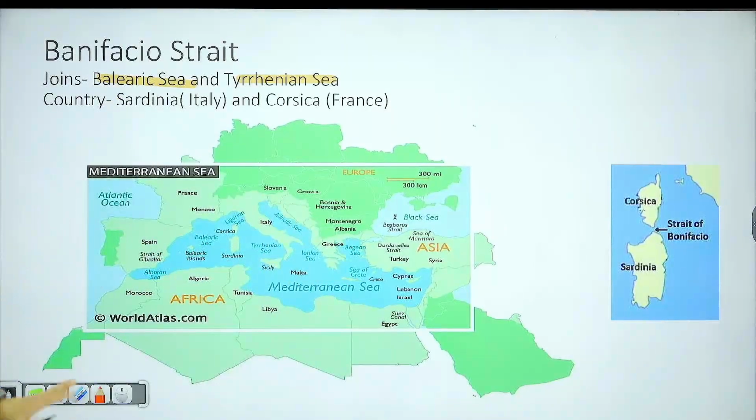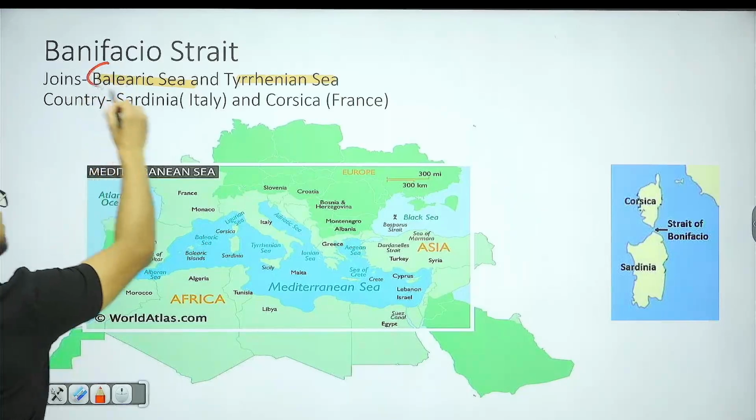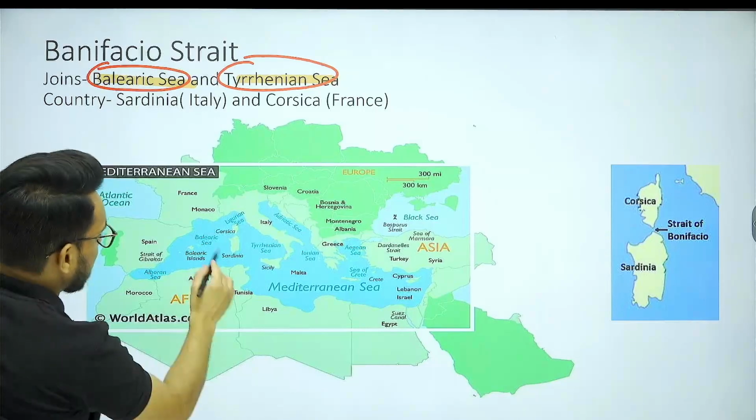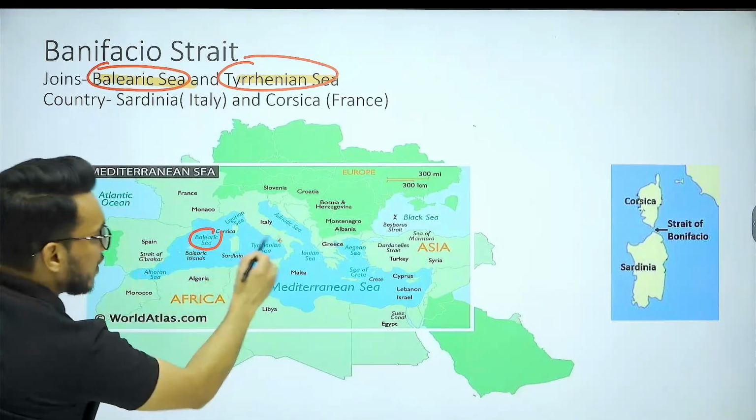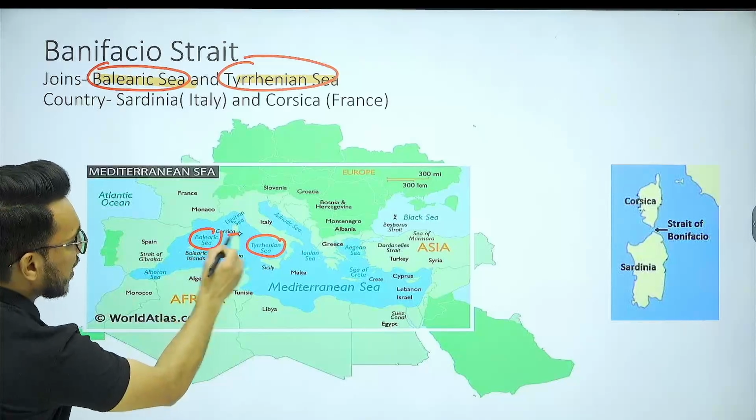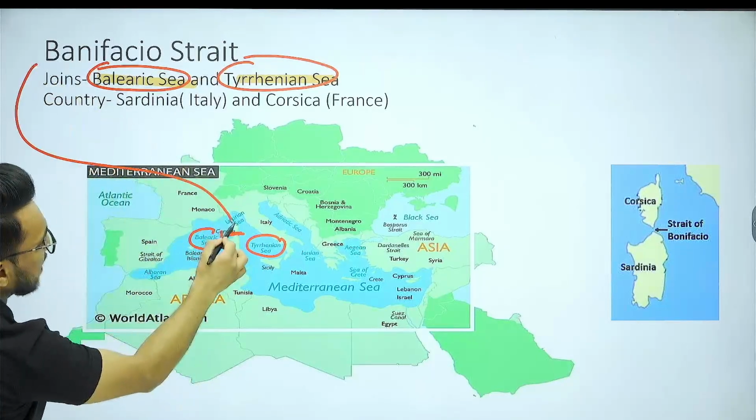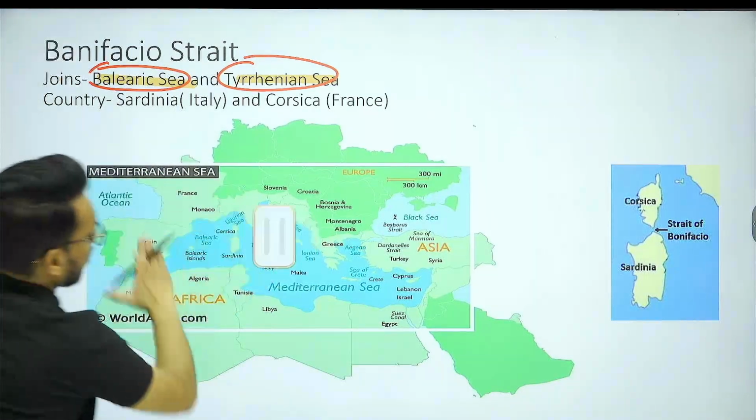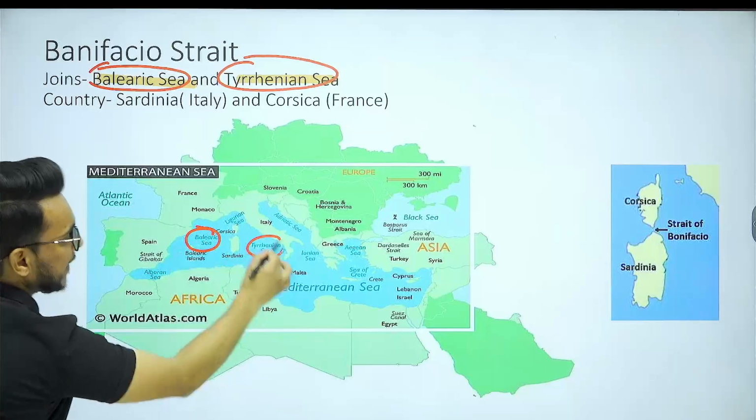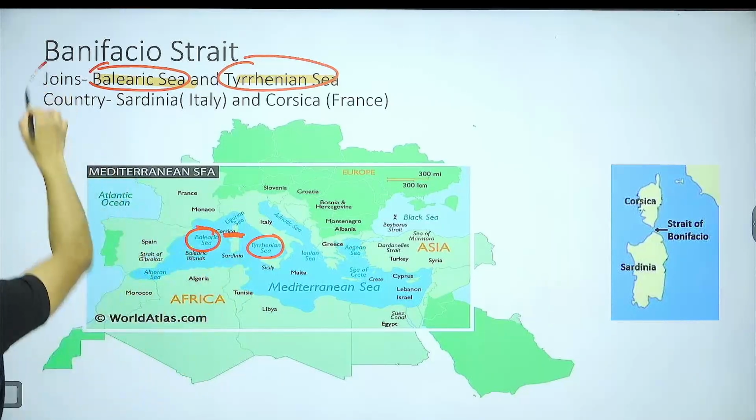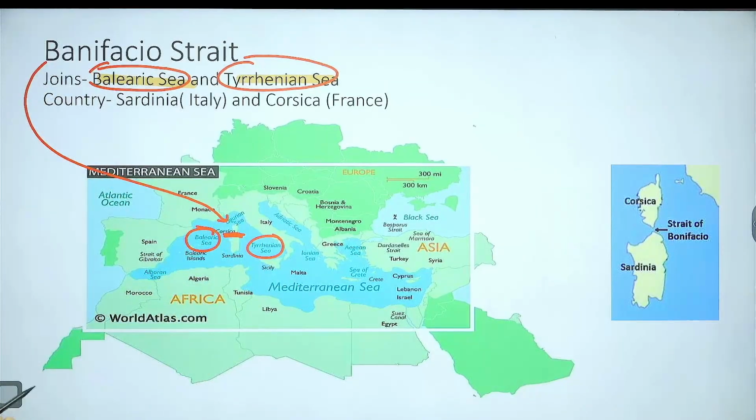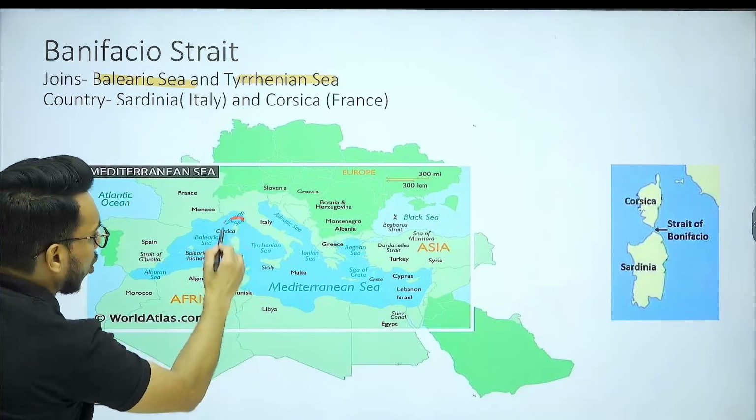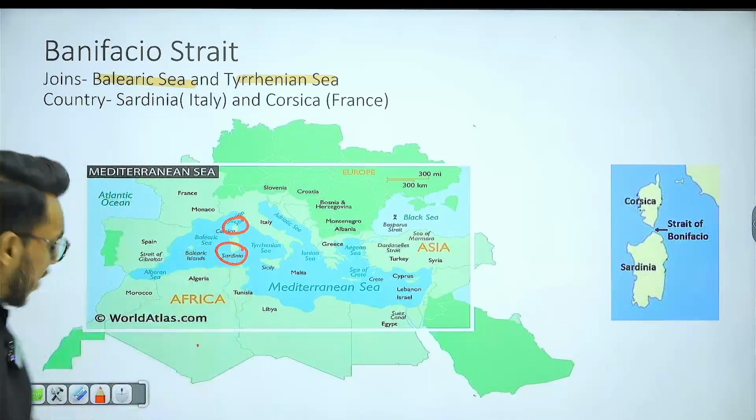Now what does the Bonifacio Strait do? It joins the Balearic Sea and the Tyrrhenian Sea. Here we have the Balearic Sea, here we have the Tyrrhenian Sea, and in between is the Bonifacio Strait. The Bonifacio Strait is in between two islands, Corsica Island and Sardinia Island. Already I have told you.